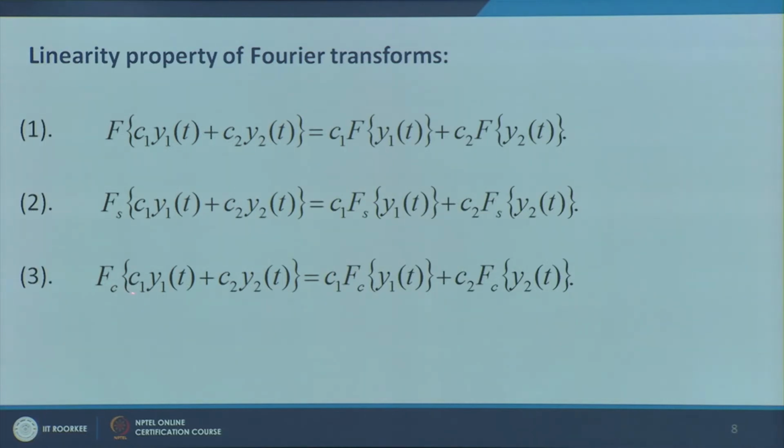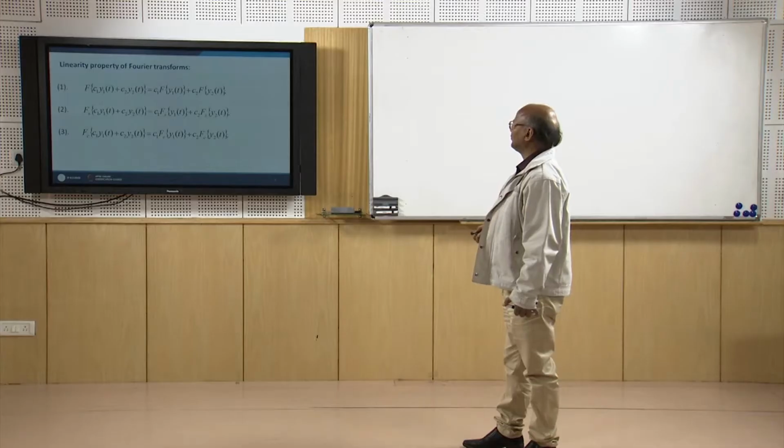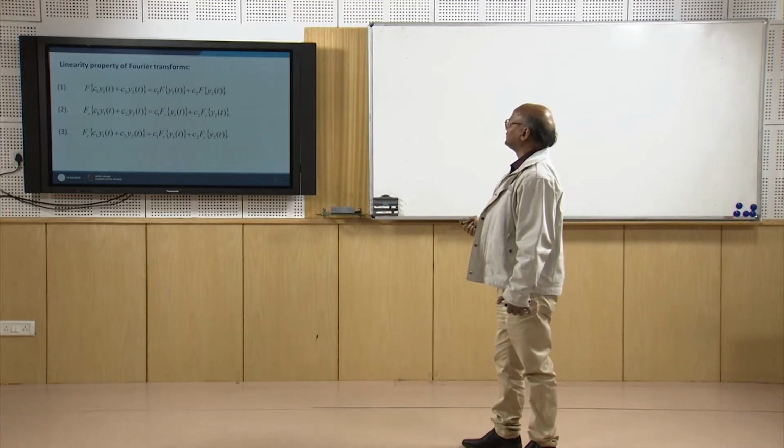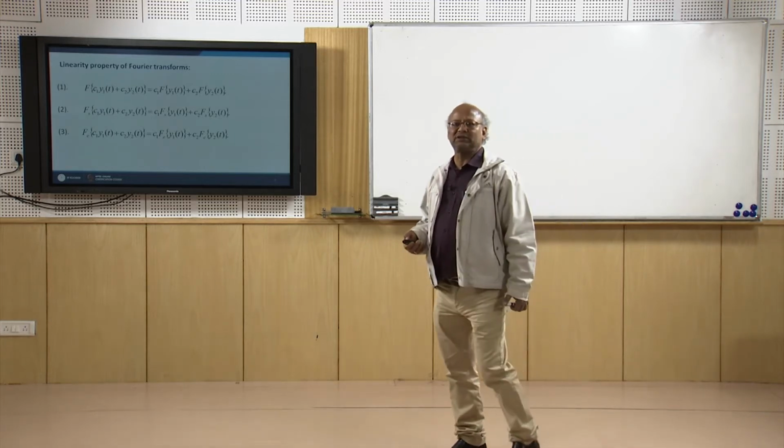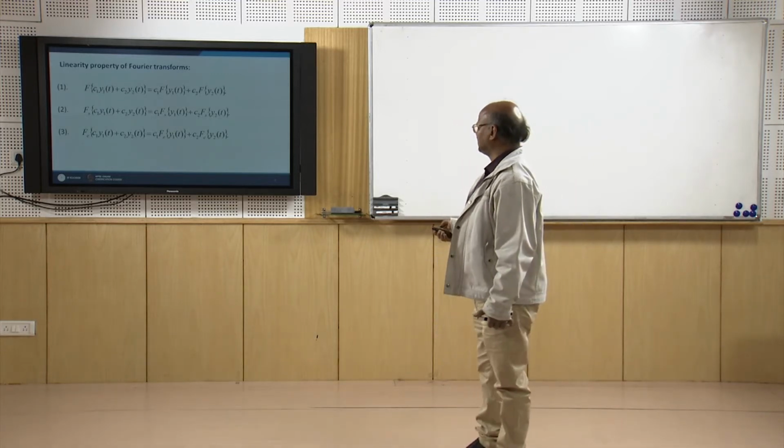Now in the third equation we are writing the linearity property for the Fourier cosine transforms. So the Fourier cosine transform of c1 ψ1 plus c2 ψ2 is equal to c1 times the Fourier cosine transform of ψ1 plus c2 times the Fourier cosine transform of ψ2. So these properties of the Fourier transform and Fourier sine and cosine transforms are easily verified by their definitions.